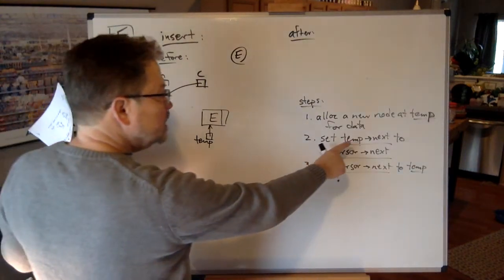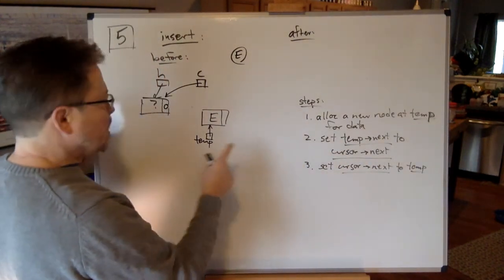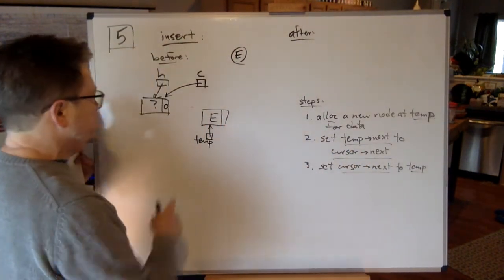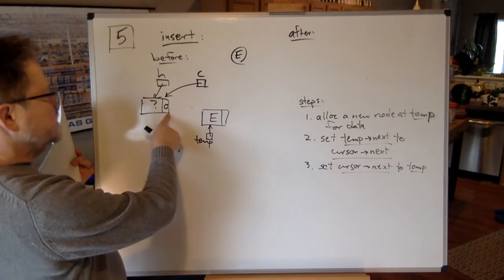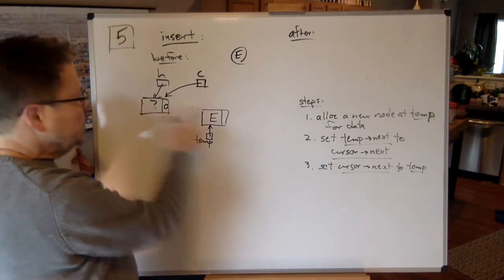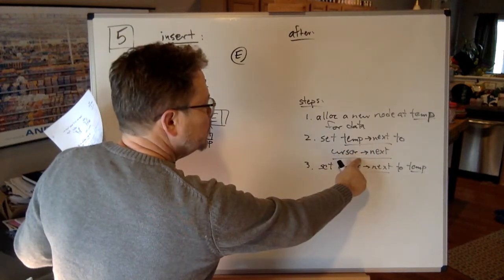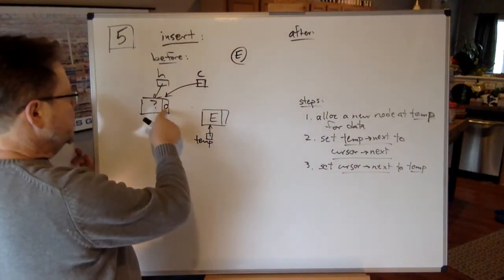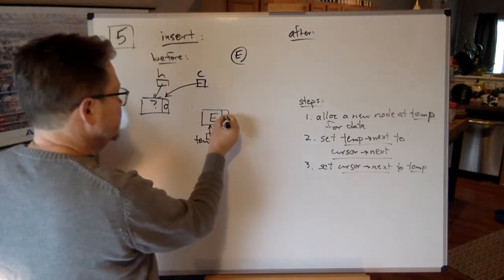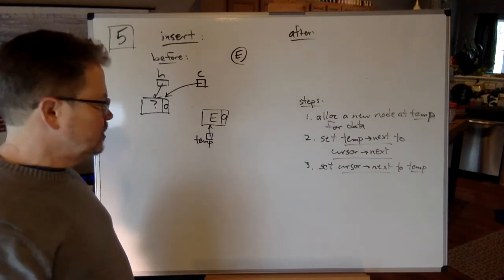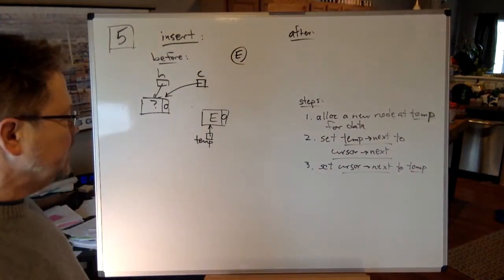Because here we go. Set temp arrow next to cursor arrow next. Cursor arrow next is 0. Take care with 0 pointers. But that's saying copy that 0 from cursor arrow next into temp arrow next. Well, look, got a 0 anyway, even if I don't do that as just a standard part of my insert function.